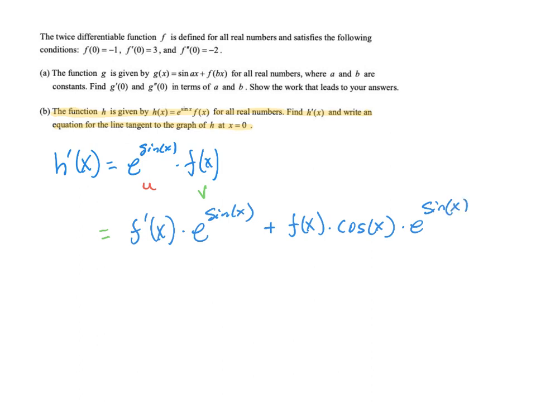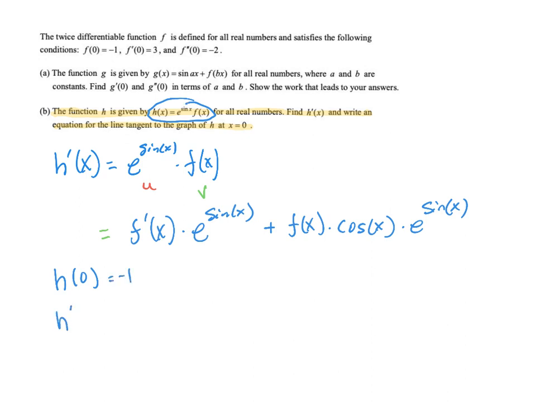So here's our derivative. We need the derivative to get the slope of the tangent line. So now we're going to do h of 0, because we need to know what h of 0 is, and we need to know h prime of 0, and then we'll have our pieces. So h of 0, we can plug into their given function right here. Sine of 0 is 0, e to the 0 is 1, so this is just f of 0. So this is just negative 1.